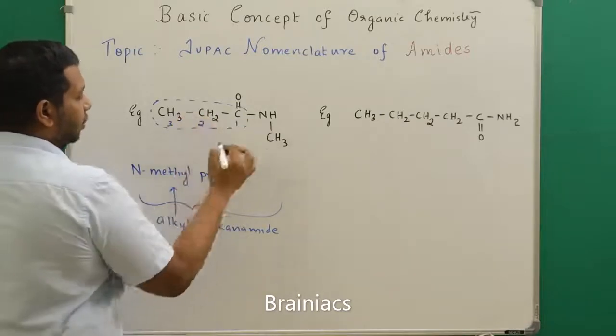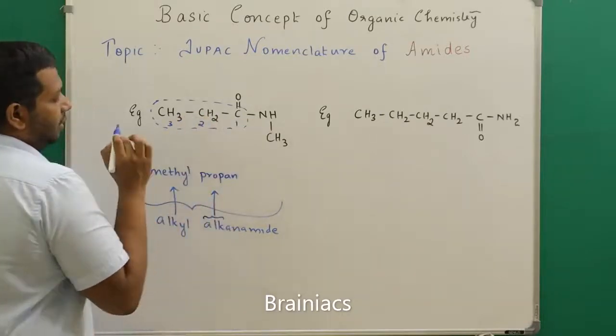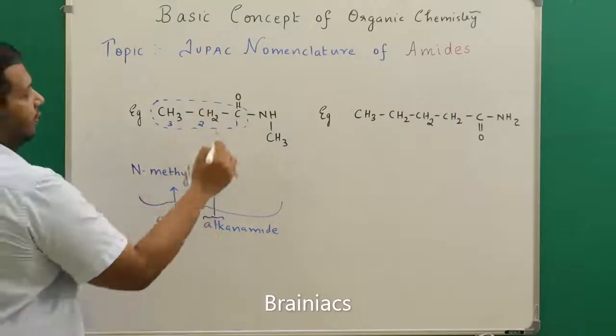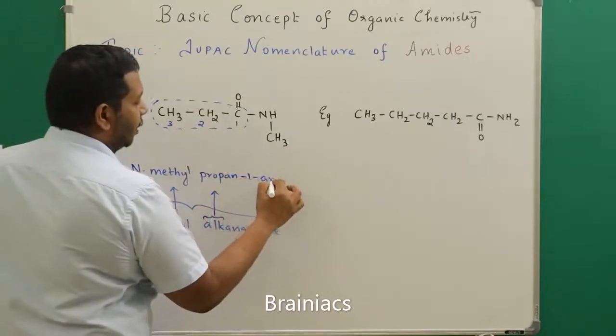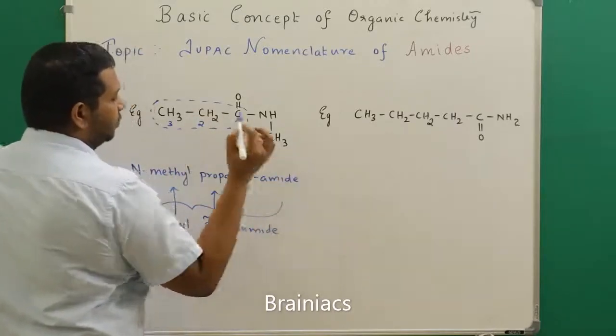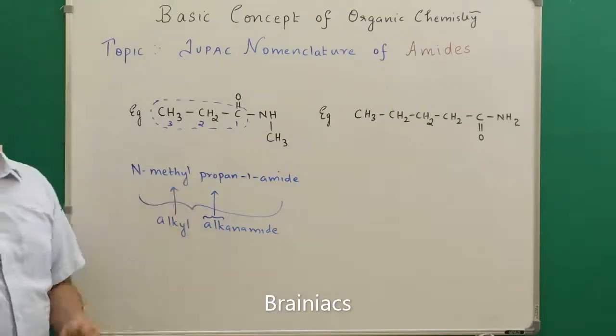Now all are linked through single bond. So I will say propan, correct. At first position we have amide. So propan 1 amide. Understood? So this is the way we used to name the compound.